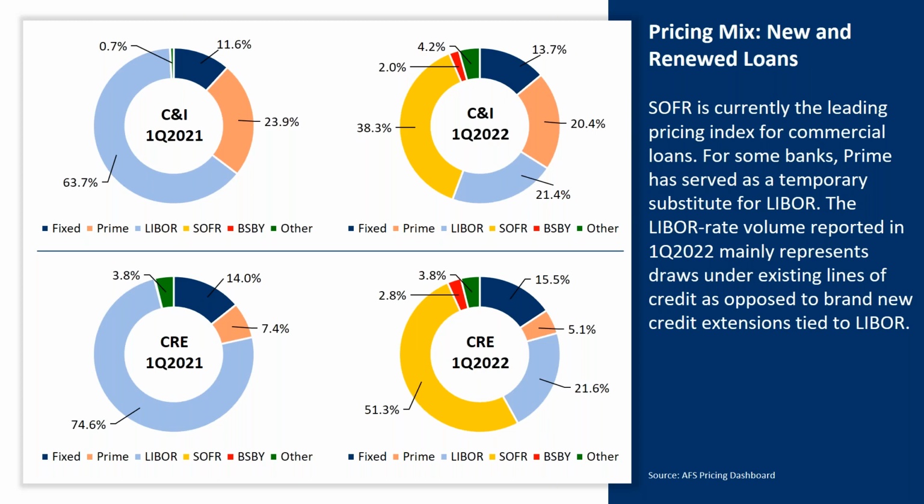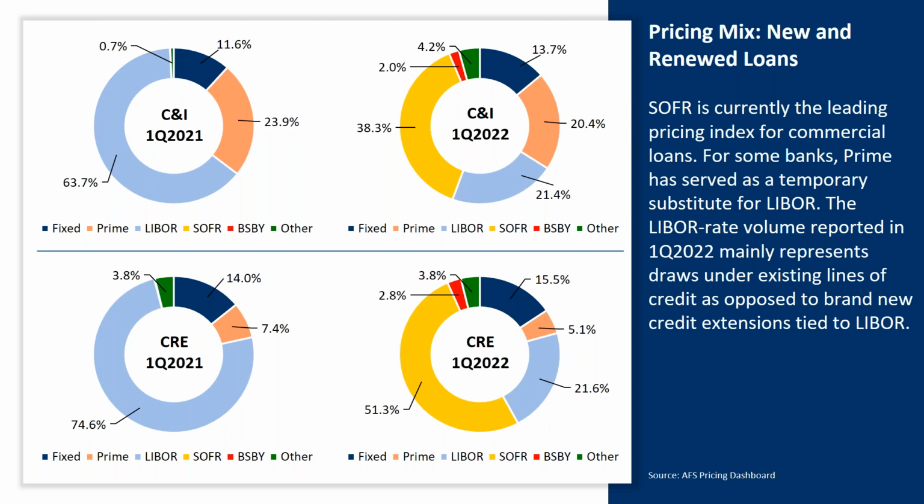Now, in place of LIBOR, SOFR, which is the yellow series on these donut charts, has become the leading index for C&I loans. It's a little over 1/3 of all the new and renewed volume reported in 1Q22. Daily SOFR was initially the most popular flavor of SOFR used to price C&I loans. But as of March, 1-month term SOFR, and we mentioned that the derivatives market has created a term structure for SOFR, is being used more and more to price C&I loans.